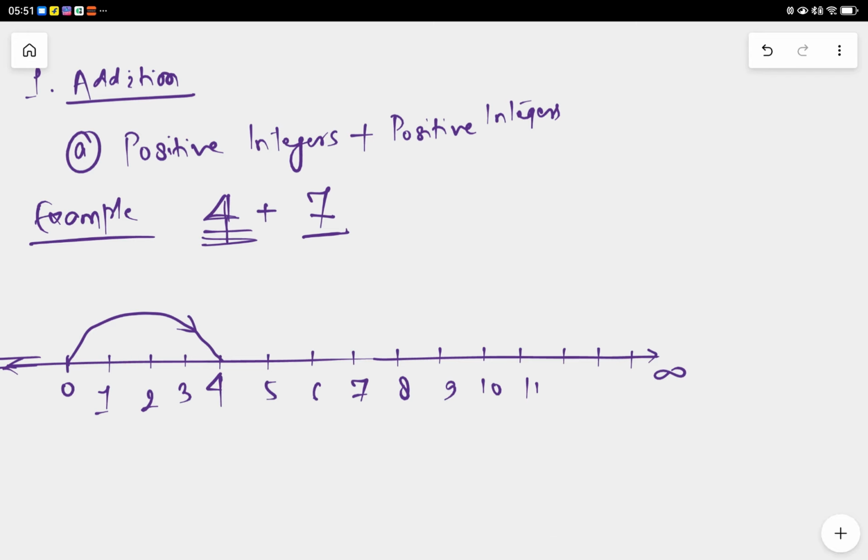And then we have to jump how much? 7. So 1 2 3 4 5 6 7. The second jump that we will be making should have 7 units. So the first jump has 4 units, the second jump has 7 units. What do we get in total? We finally land on 11. So the answer will be 11.